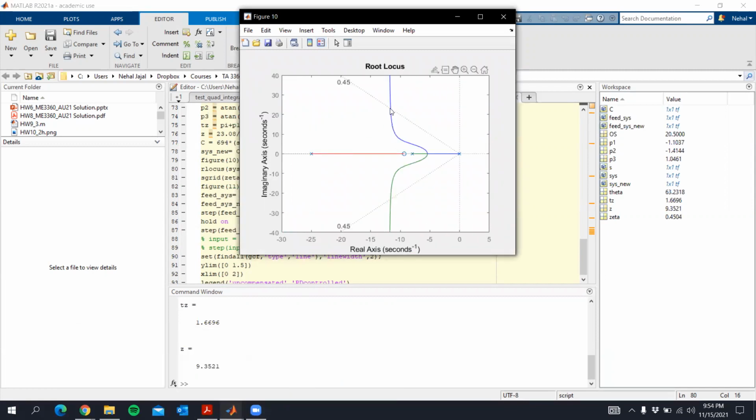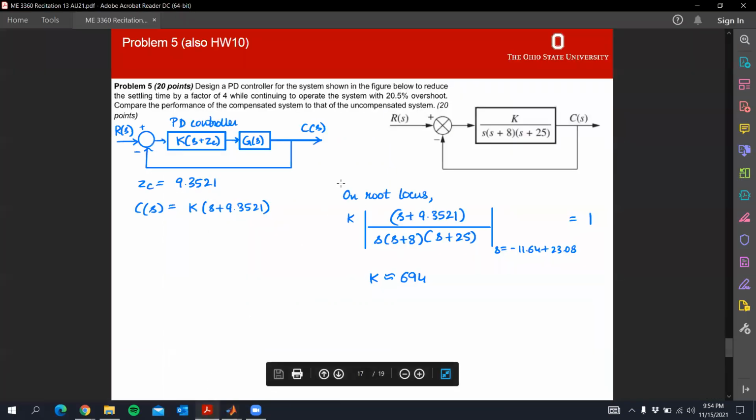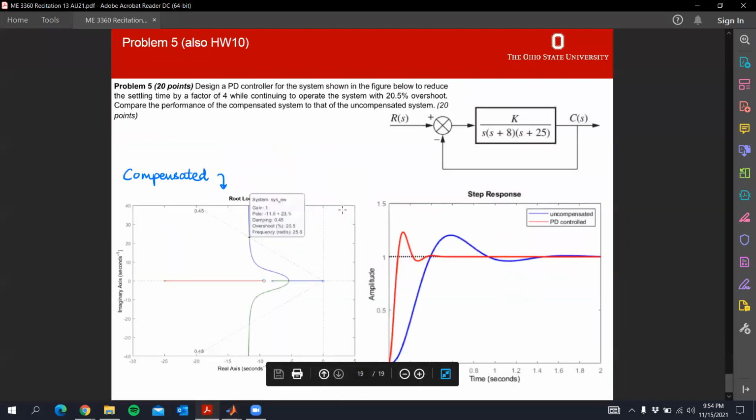So this is the root locus. And if you were to plot a point at the intersection over here, perhaps I did not get the exact right intersection that I was looking for, but I already have a screenshot beforehand. So let's have a look at that. So there it is. This is our new compensated root locus plot, right?